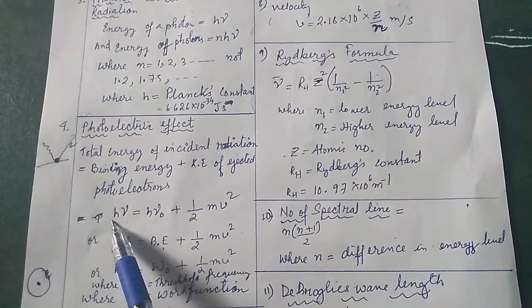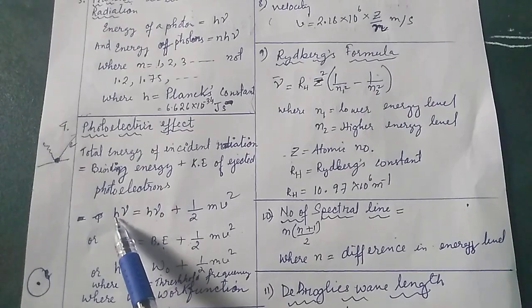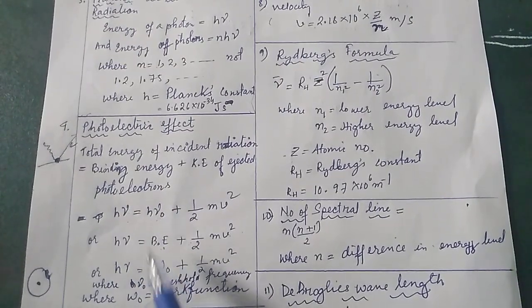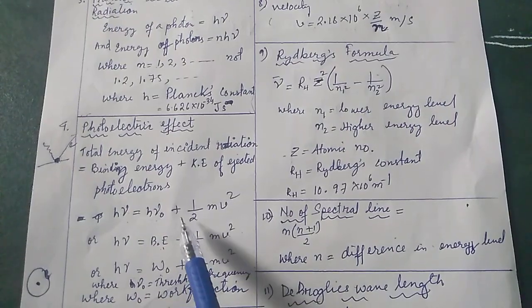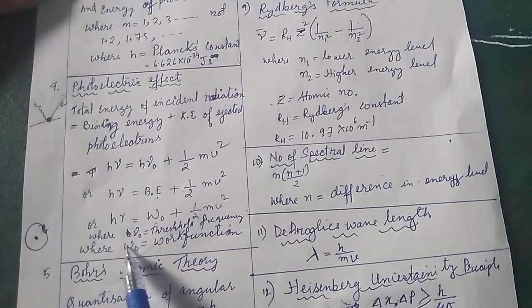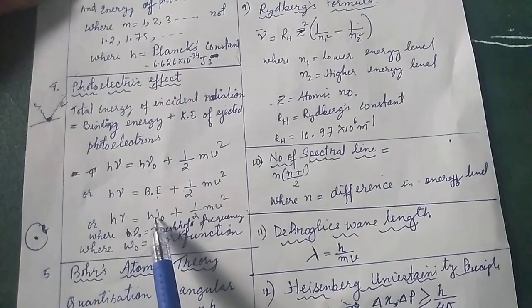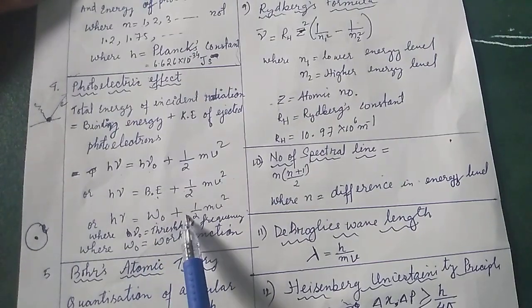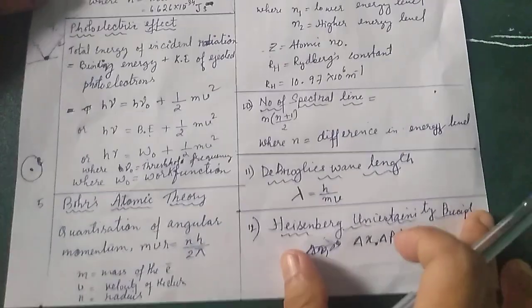Also we can write in this form: energy is in the form of packets, h nu is equal to h nu naught plus half mv square, where nu naught is called the threshold frequency. Or we can also write in this form, h nu is equal to w naught plus half mv square, where w naught is the work function. That energy is used in doing some work, so work function plus half mv square.